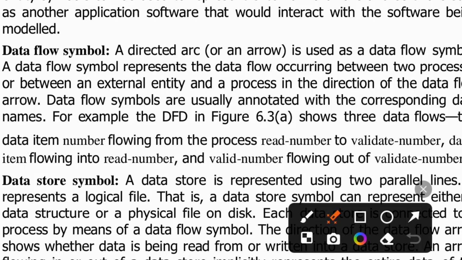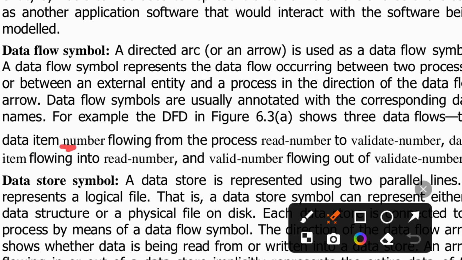So next data flow symbol, a directed arc, an arrow. An arrow is used as a data flow symbol. A data flow symbol represents the data flow occurring between two processes, or between an external entity and a process, in the direction of the data flow arrow. Data flow symbols are usually annotated with the corresponding data names.